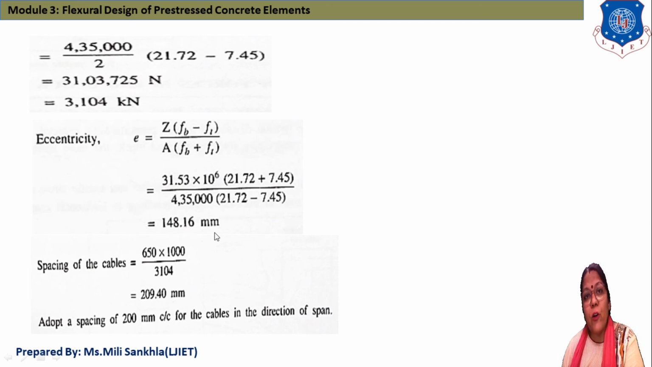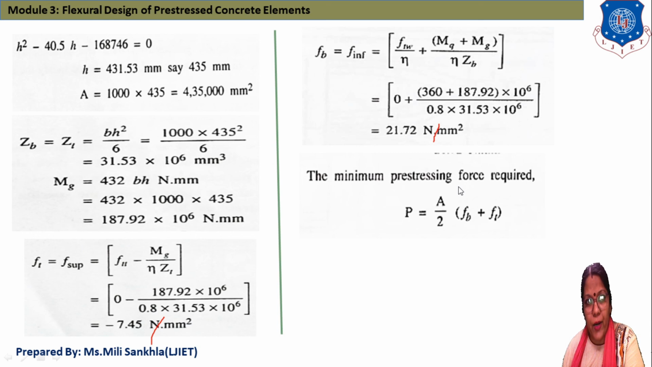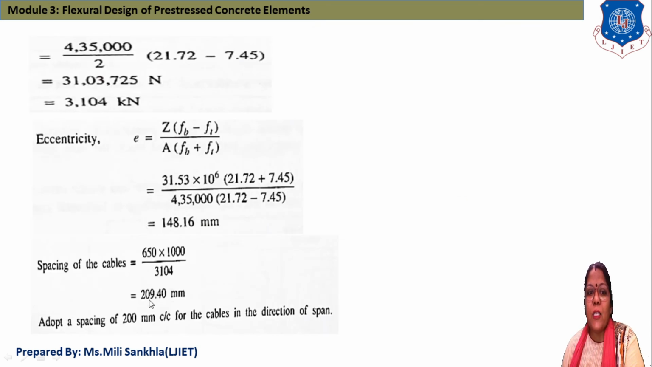Now we find out spacing to provide a cable to maintain this eccentricity. Spacing of cable is equal to 650, that one is the prestressing force. Kilonewton is given, so 650 into 1000 and divide by our 3104. This one is the minimum prestressing force required. Okay, so spacing is 209.40 mm. That means here we adopt a round figure, that is 200 mm center to center for cable in direction of span. Okay, here we find out spacing for cable that we provided in our slab.